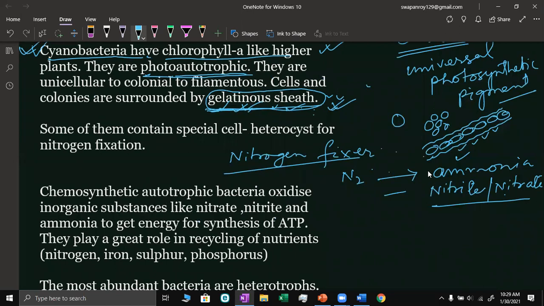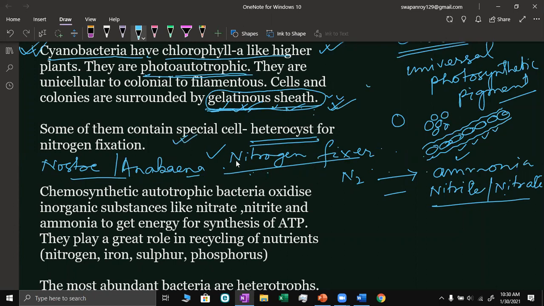Other organisms cannot fix nitrogen. This nitrogen-fixing capacity is only present in prokaryotic organisms, not in eukaryotes. And within the prokaryotes, there are some true bacteria and many of the cyanobacteria, a very common one being Nostoc and Anabaena. They have a special type of cell called the heterocyst. Heterocysts contain the enzyme nitrogenase, which is helpful in the conversion of nitrogen into nitrate.